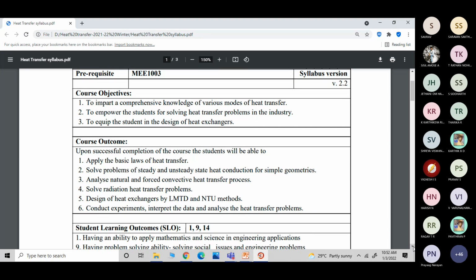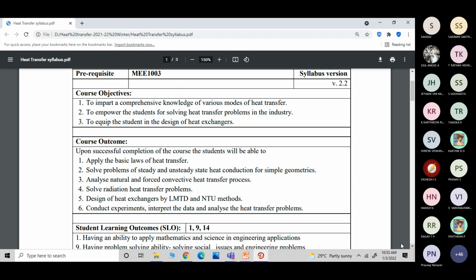Similarly, when we talk about the outcomes, we will discuss the basic laws of heat transfer: Newton's law of cooling, Fourier's law of conduction, and the Stefan-Boltzmann law of radiation. There are many laws. We will also solve problems in steady state heat conduction and transient heat conduction.